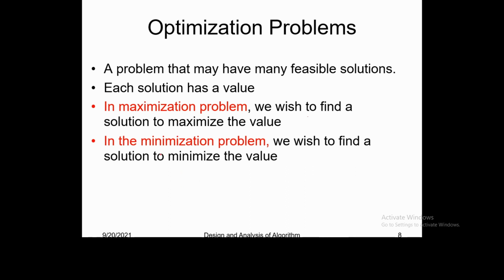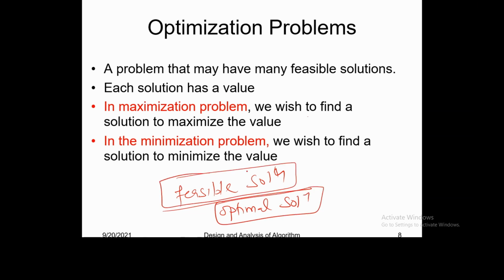Apart from this, we have two terms here. The first one is the feasible solution, and the other one is the optimal solution. A feasible solution is one which satisfies all the constraints of the problem, like the constraints for being a spanning tree. If we are just calculating a spanning tree from a graph, there can be several spanning trees. A tree which satisfies all the constraints for being a spanning tree is a feasible solution. So there can be several feasible solutions. Feasible means these satisfy the constraints.